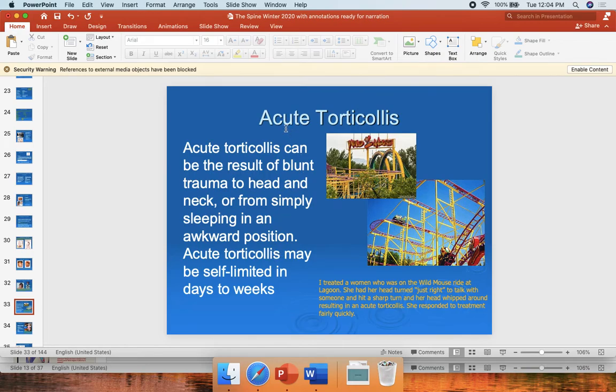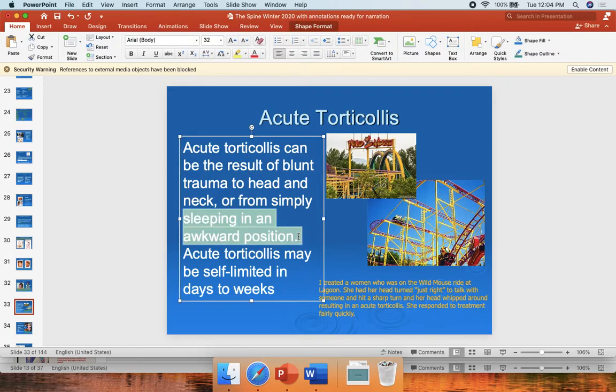So then our last one is an acute torticollis. So this is usually the result of some type of an injury or sleeping in an awkward position. I've dealt with several of these, and as a clinician, it's very likely that you will have someone come in with this. In fact, I have experienced an acute torticollis due to a sleeping position, which I think resulted in a pinched nerve.